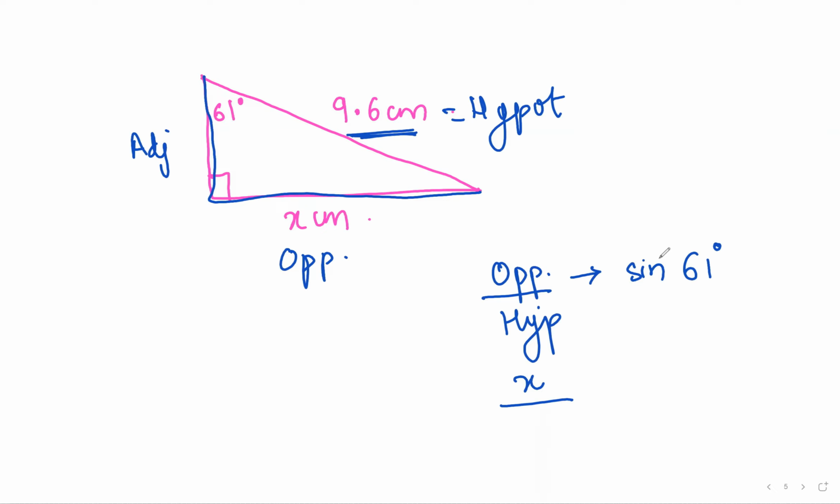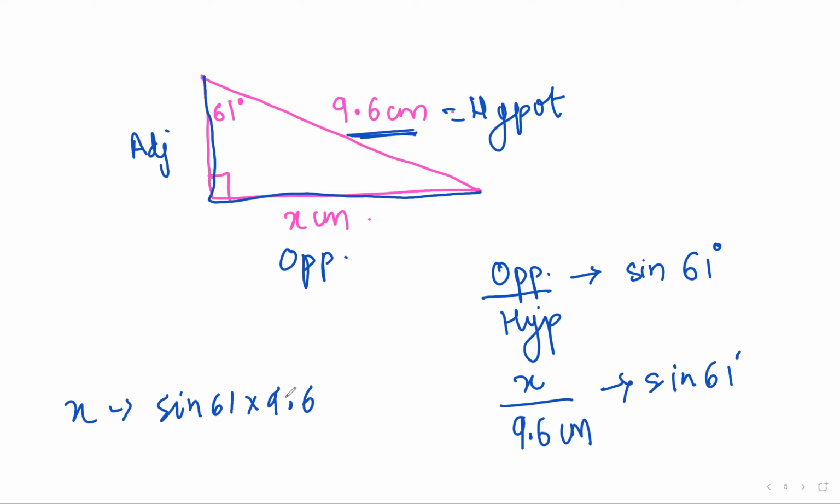So what is opposite? Opposite is x. What is hypotenuse over here? It is 9.6 centimeters. And since it's sine 61 degrees, we can write it like this. So can I say x is equal to sine 61 into 9.6? Take it on your calculator: select sine, then 61, and straight away into 9.6. The answer you get is 8.39 centimeters, which is equivalent to 8.40 centimeters.